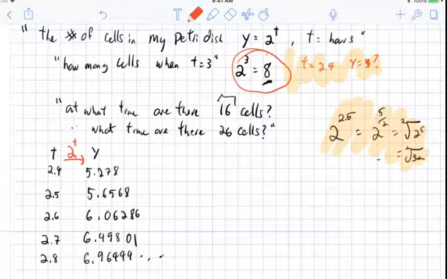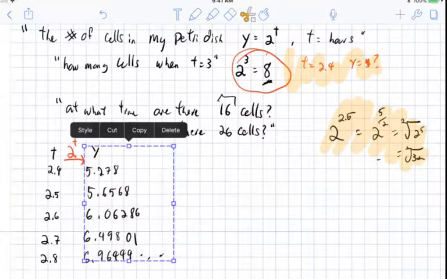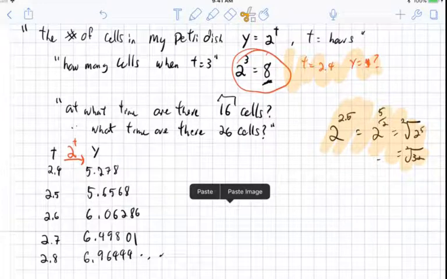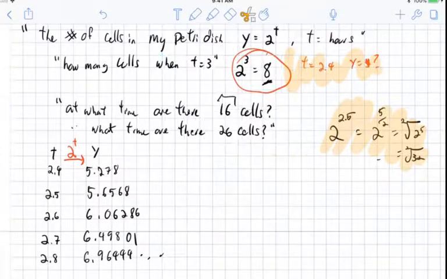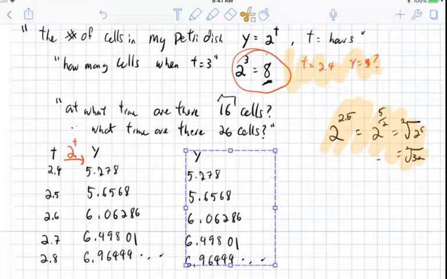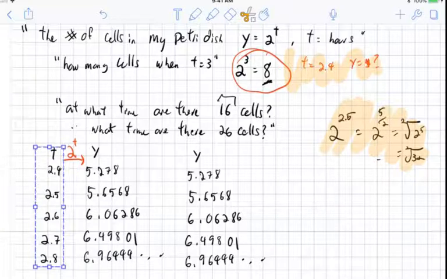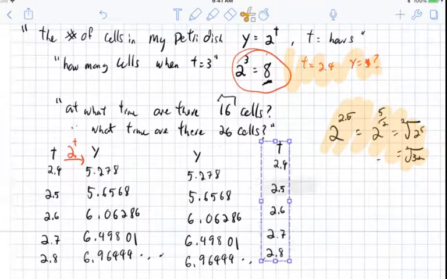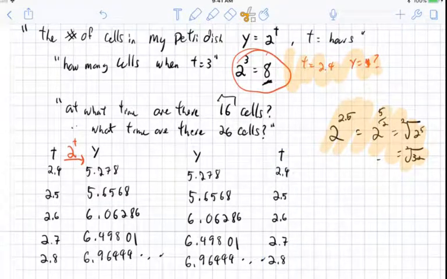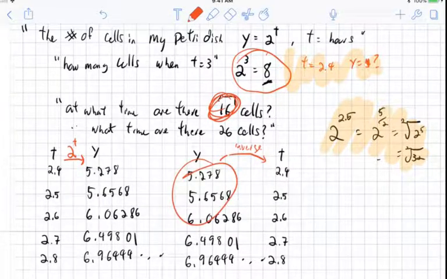So if the input is always on the left, and the value of t is always on the right, you can make a table that looks like that. And this is the inverse of the original function. Then you can look up your number of cells in this column somewhere, and that will tell you at what time it happens.